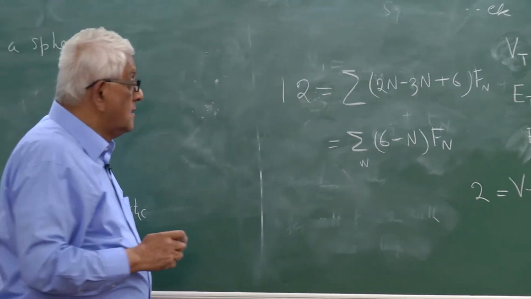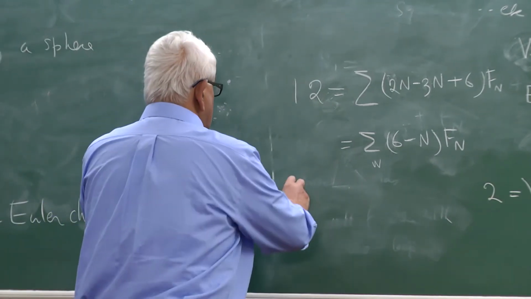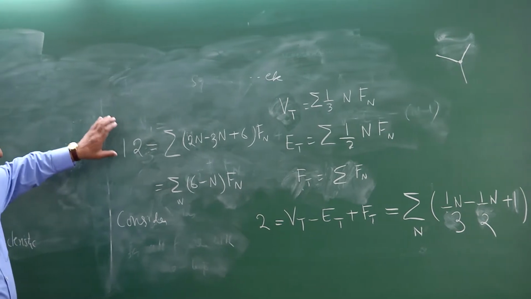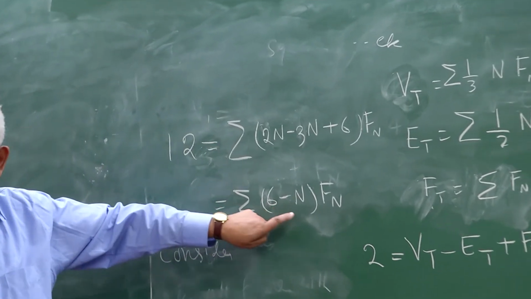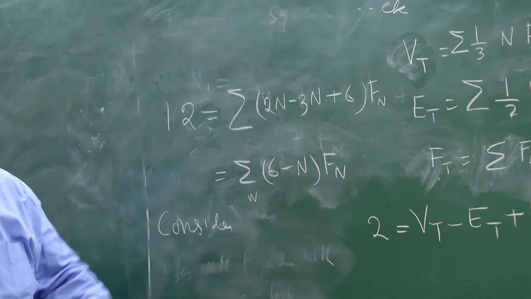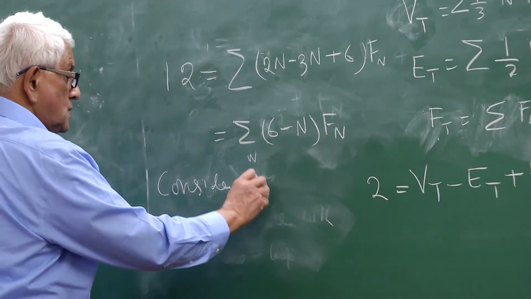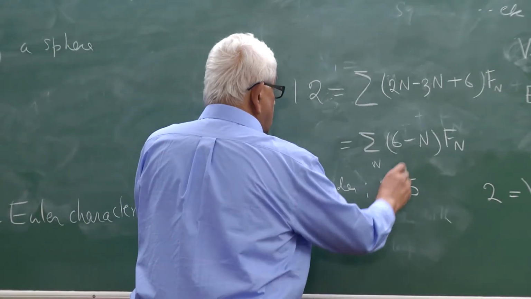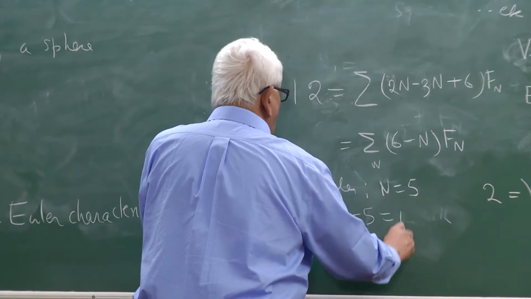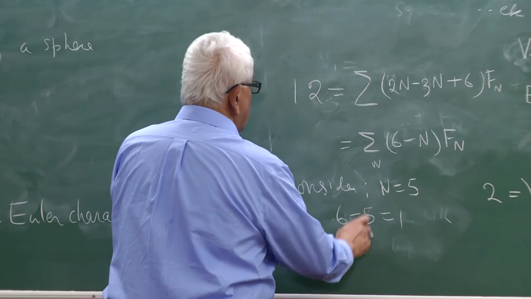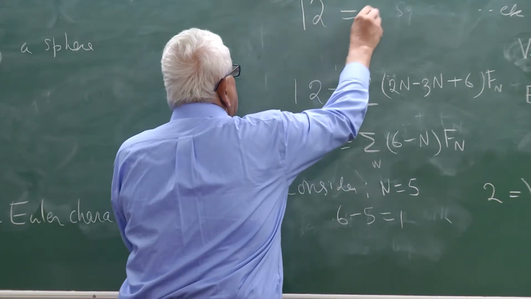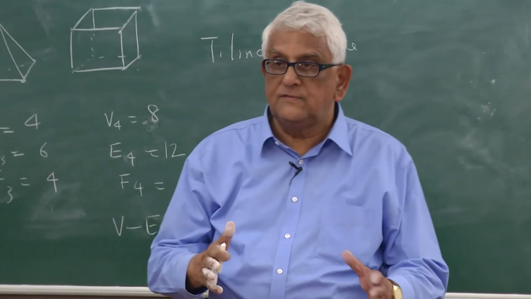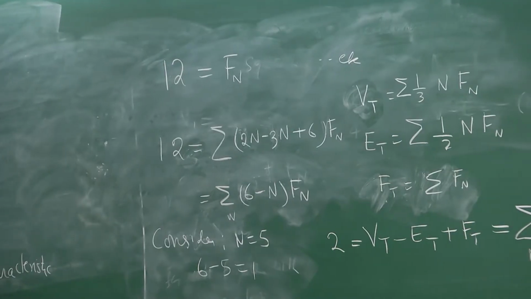Okay. So if I consider, you see, this has to be positive. So n should be smaller than 6, otherwise this becomes negative. The minimal number is when I take n equal to 5, a 5-sided figure. Then 6 minus 5 is 1, and we get from this expression 12 is equal to F_5. So you need 12 pentagons to form a sphere.